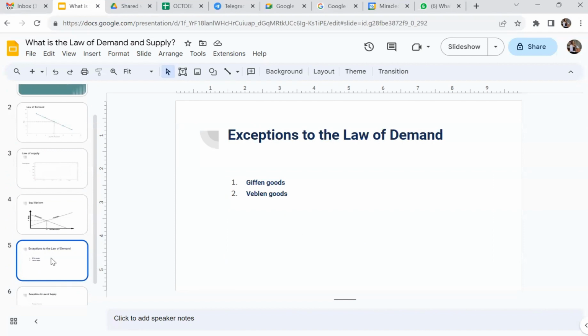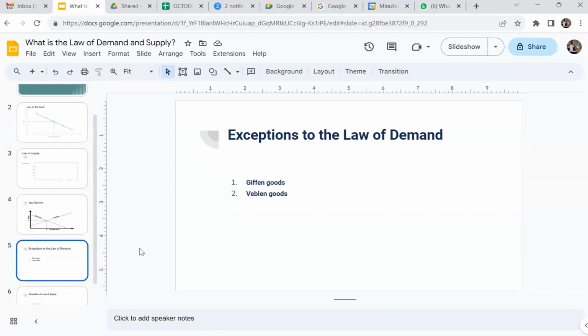There are exceptions to the law of demand. What are the exceptions? The law of demand doesn't apply to just two types of goods, Giffen goods and Veblen goods. We call Veblen goods luxury goods, and Giffen goods we can call inferior goods. Inferior goods are basically goods we can substitute easily. For instance, if you like Coke, and the price of Coke increases and you can't afford it, you can literally substitute Coke with Pepsi.